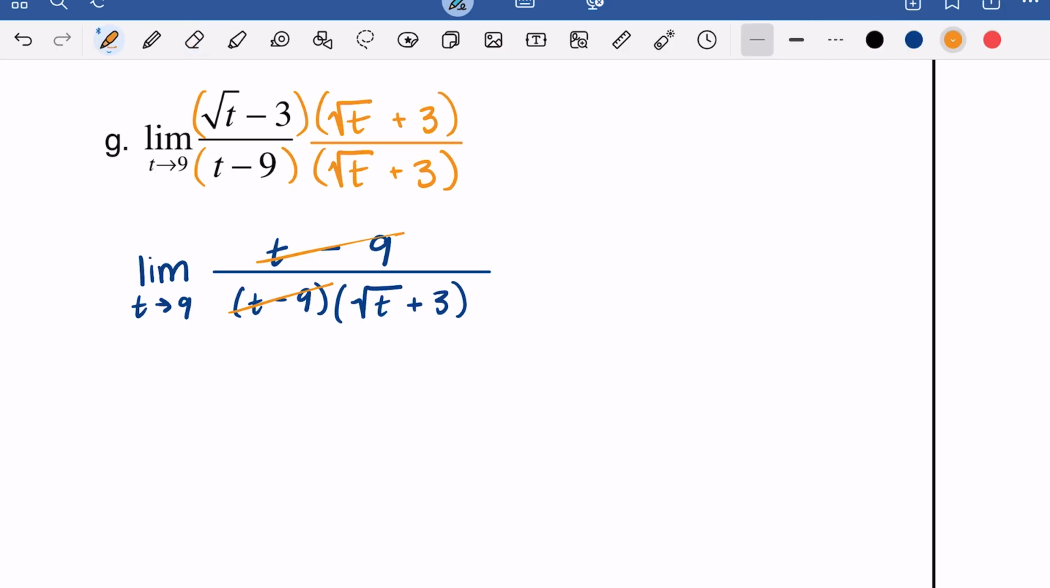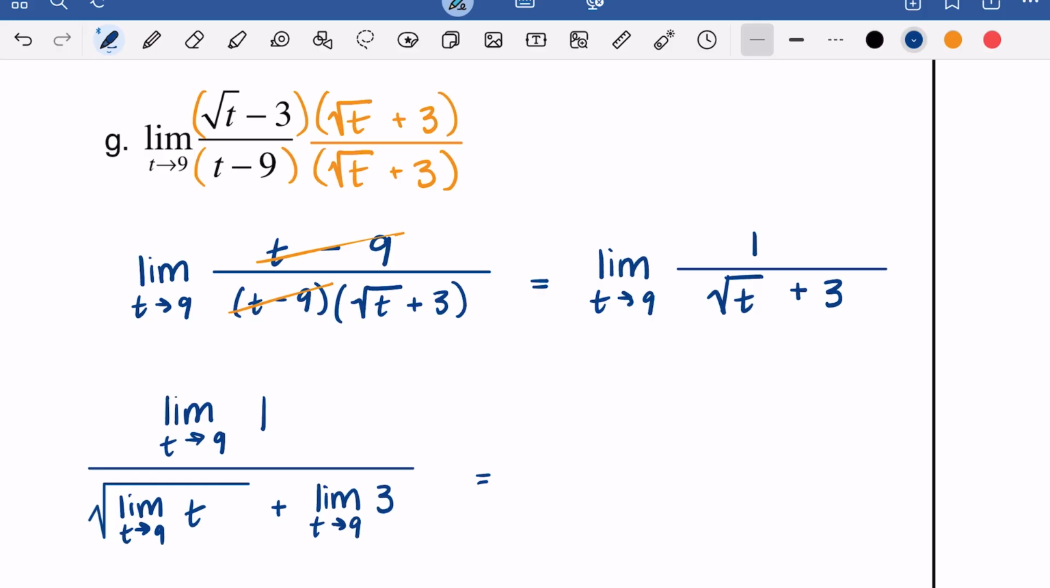and I'm left with a numerator of 1. Again, I'm going to apply the properties from the first page and take the limit of the numerator, pull that square root outside the limit, and also the limit of 3. Now using direct substitution, I get 1 in the numerator, square root of 9 in the denominator, plus 3. So square root of 9 is 3, so I'm left with a value of 1 over 6 as my limit value.